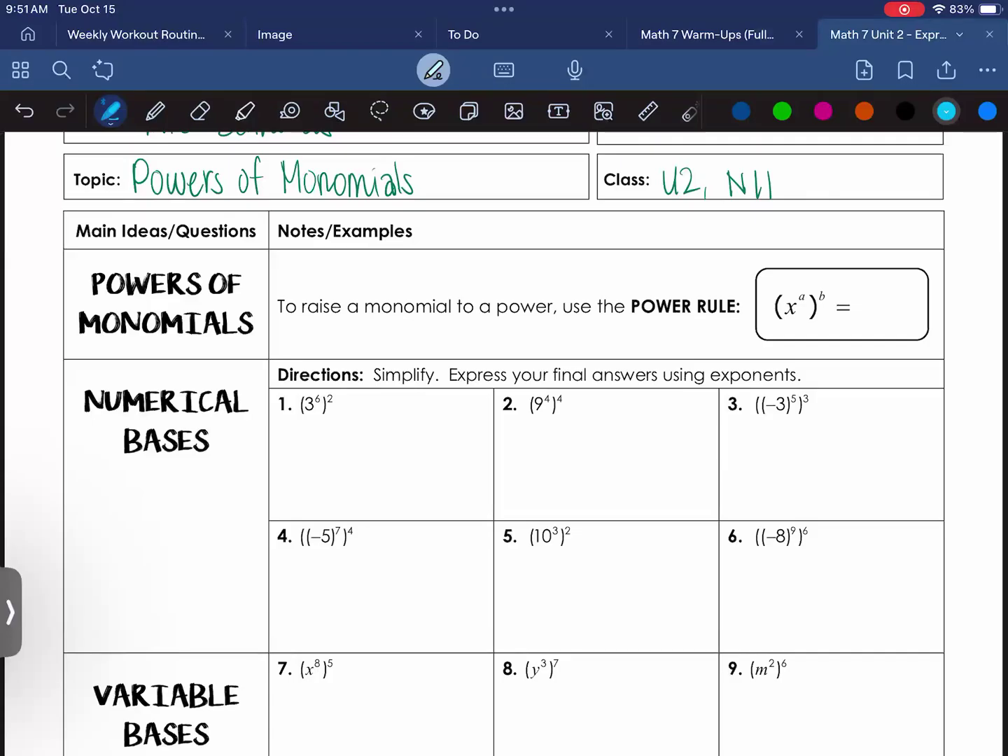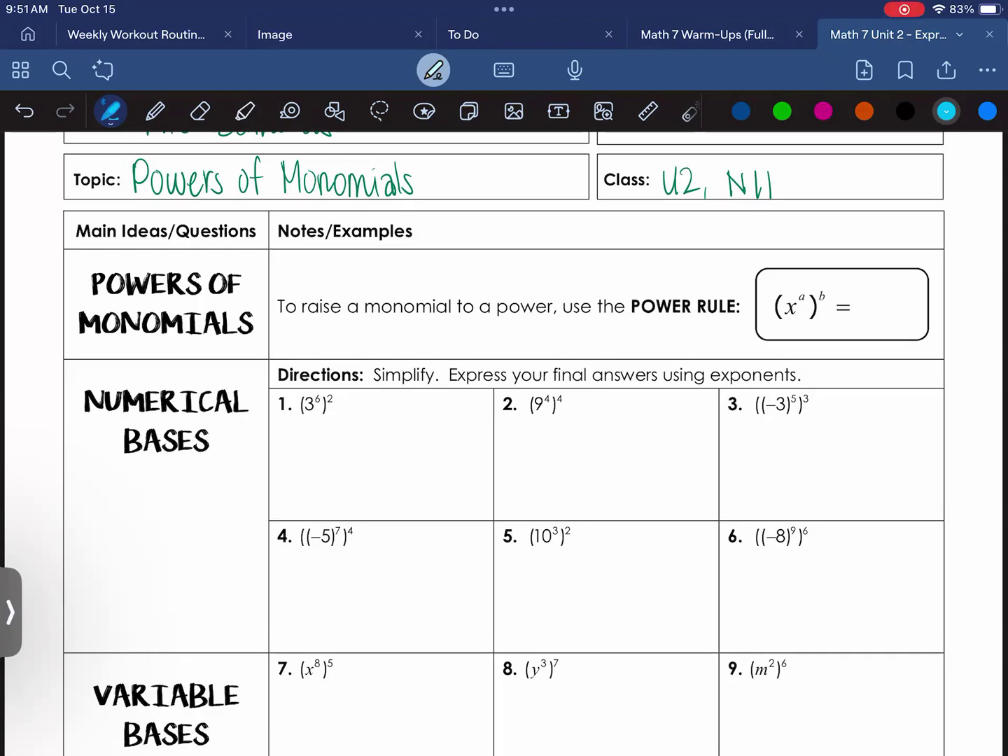All right. Powers of monomials. It's unit 2, notes 11. So we've already learned how to add and subtract monomials. That's where the base stays the same, right? If you have xy squared, it's going to add or subtract to another xy squared. And just the coefficient or the number will change, but xy squared will stay the same.